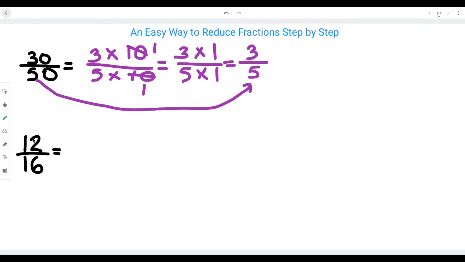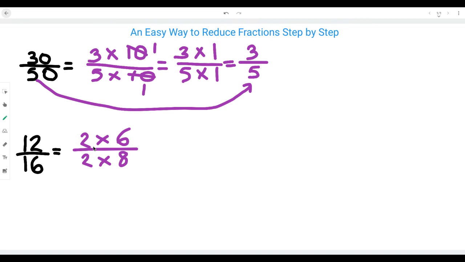Our next problem is 12 over 16. 12 sixteenths. We have to find two numbers that when we multiply together will give us 12. 2 times 6. And what two numbers when we multiply together will give us 16? 2 times 8.